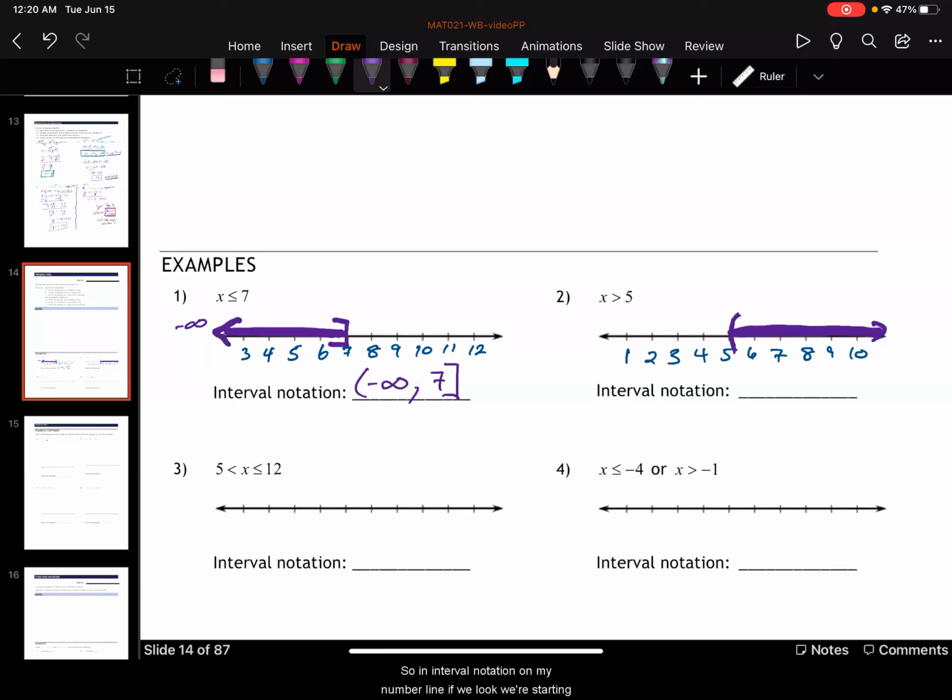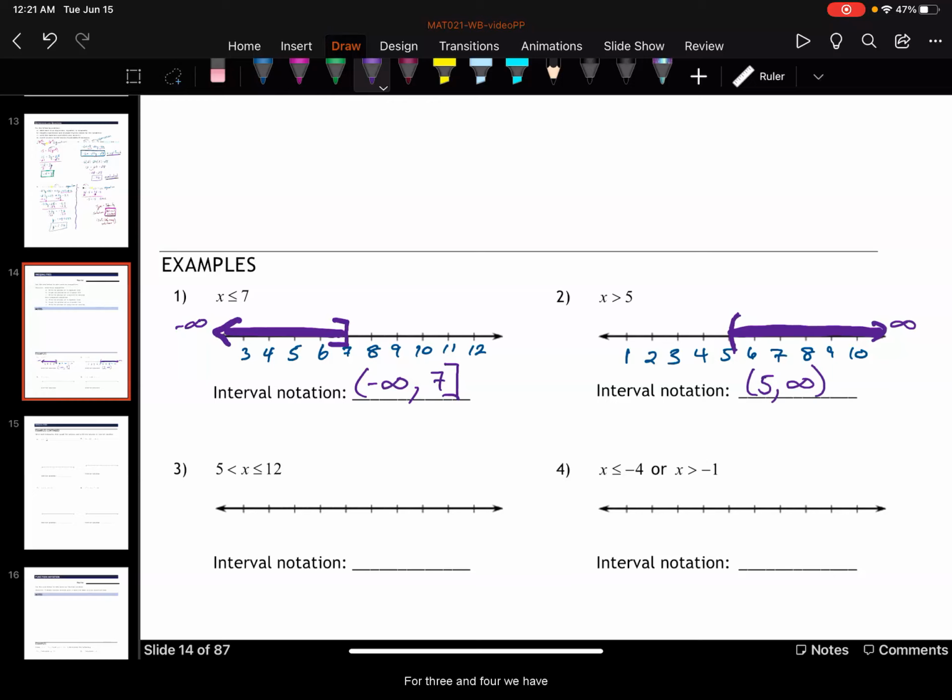So in interval notation, on my number line, if we look, we're starting at 5. And in this case, we continue going to positive infinity. Now, we don't need to put a plus sign. When you have a positive, it's understood. Just like when we write positive 5, we don't actually put a plus sign in most cases. So our interval notation here would be parenthesis 5, comma, infinity, and parenthesis.